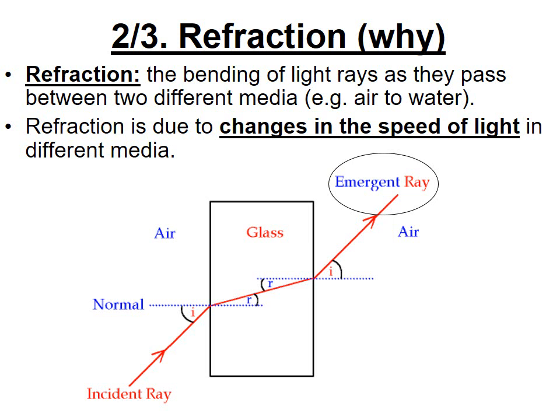So now we really have the answer to our question as to why light bends when it goes from one medium to another. The reason that light bends when it goes from one medium to another, so for example, here we have a light ray starting off in air, it goes into glass and it bends, is because there are changes in the speed of light as you go from one medium to another. The fact that light slows down or speeds up as it travels from one medium to another causes that bending. So refraction is really due to the changes in the speed of light as light goes from one medium to another. That's why refraction happens.